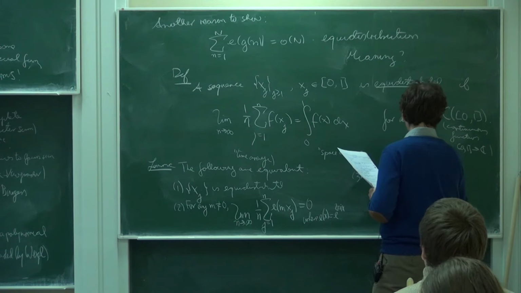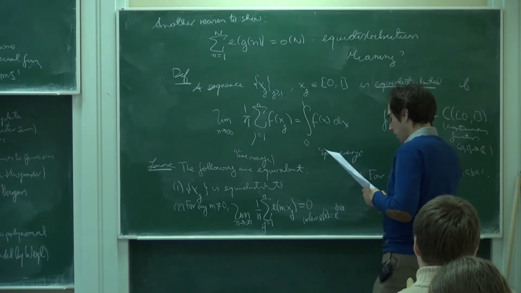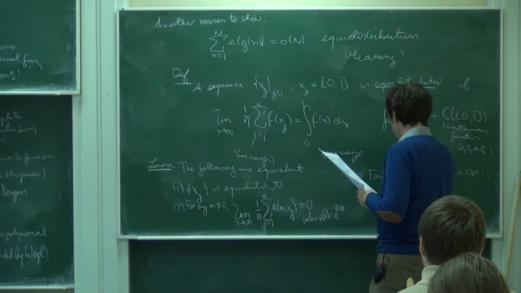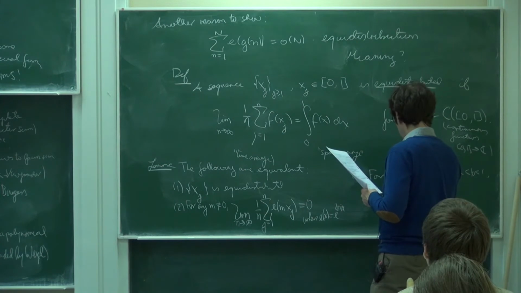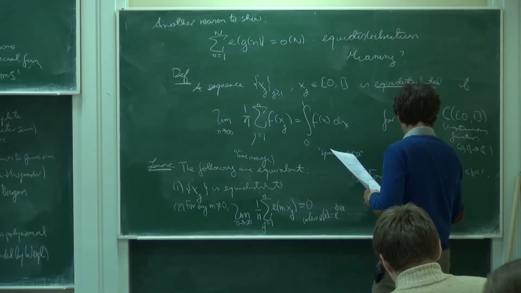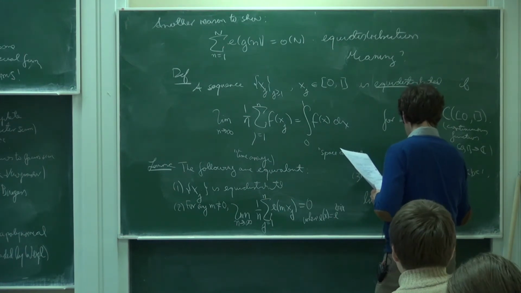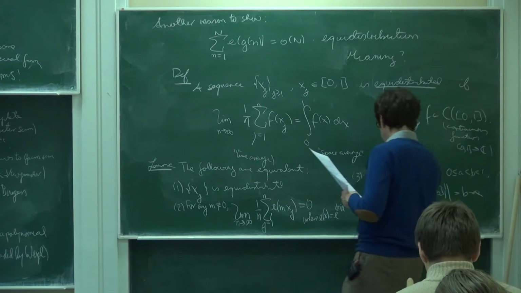For any a, b in the interval, the limit of the proportion of the elements that lie in the interval is precisely b minus a. It's precisely the length of the interval.